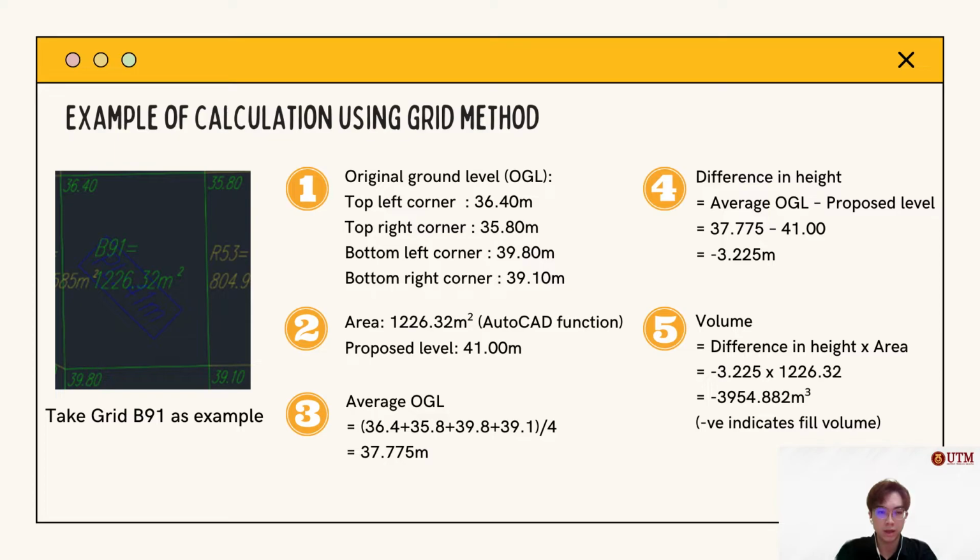By using AutoCAD, just type area in the command and we can get the value. The proposed level at this grid is 41 meter. The third step is to obtain the average OGL by summing up the four corners' OGL and dividing by 4. The fourth step is to calculate the difference in height using the average OGL minus the proposed level. Volume is calculated by multiplication of the difference in height and area. The negative volume indicates fill volume.